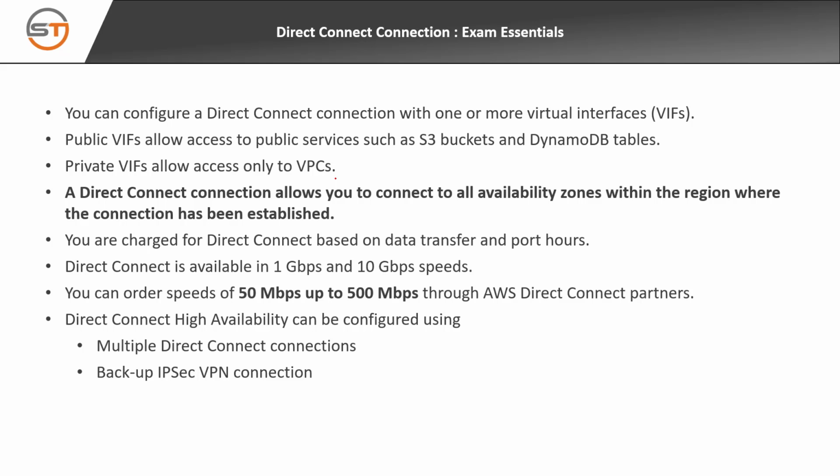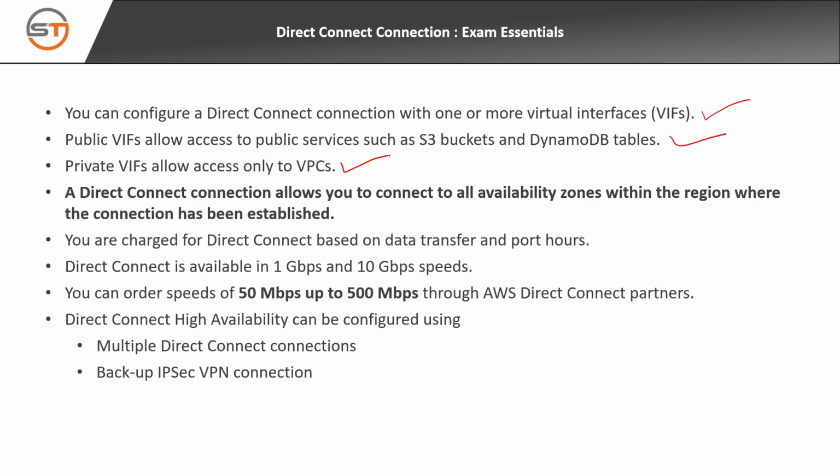So there are some critical aspects you need to understand about Direct Connect connections. So let's read through it. The first is you can configure a Direct Connect connection with one or more virtual interfaces. As we have seen, we can have private and public virtual interfaces. Public VIFs allow access to public services such as S3 buckets and DynamoDB tables. Private VIFs allow access to only VPCs.